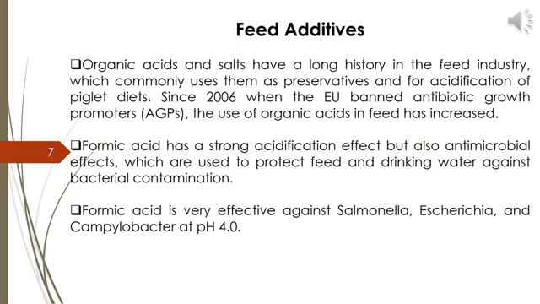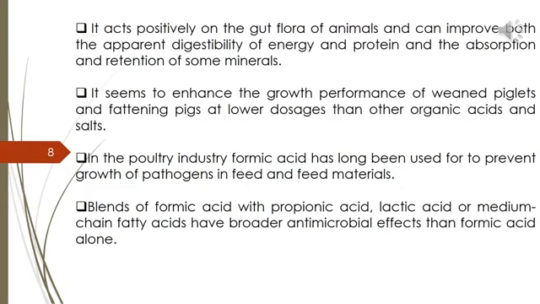Formic acid is very effective against Salmonella, Escherichia and Campylobacter at pH 4. So for all these three species, formic acid is very effective, especially at pH 4. The formic acid acts positively on the gut flora of animals.